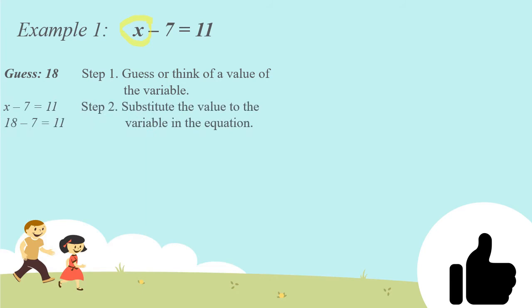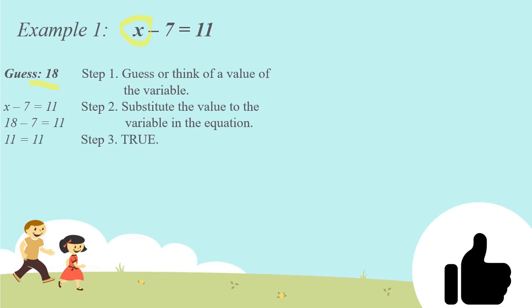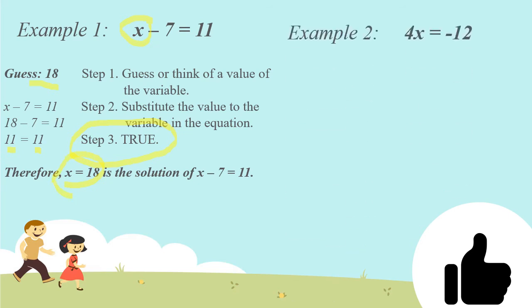So we guess x is equal to 18. So substitute 18 for x. So 18 minus 7 equal to 11. Step 3. So we need to solve. 18 minus 7 is 11 and our right side is 11. Therefore, it is true. Then the solution for x minus 7 equal to 11 is 18, or the value of x is equal to 18.